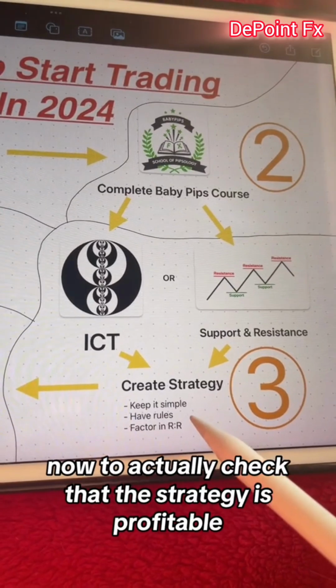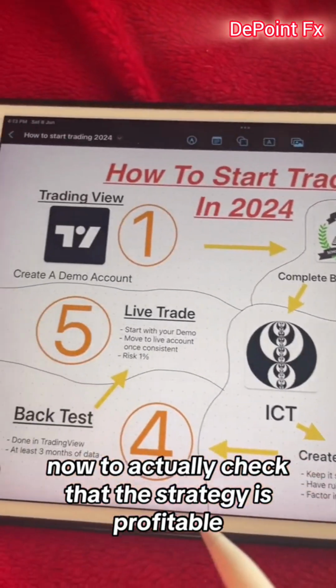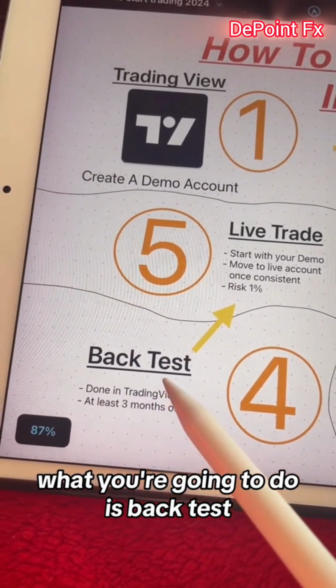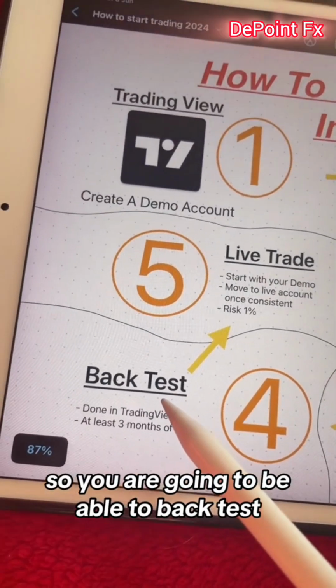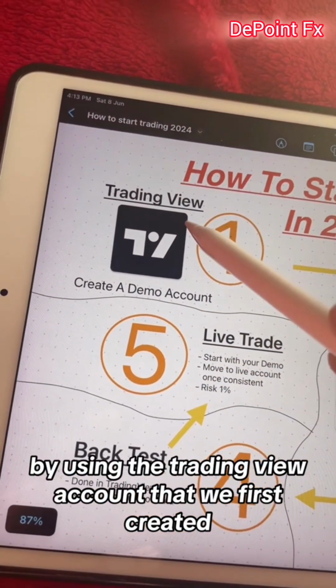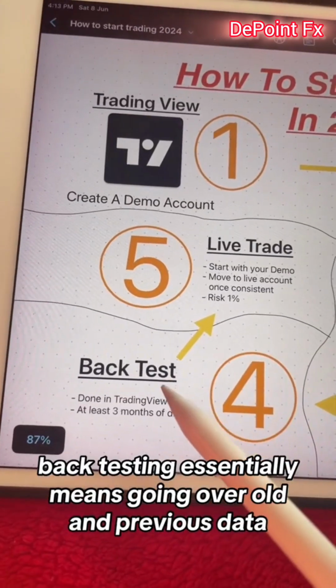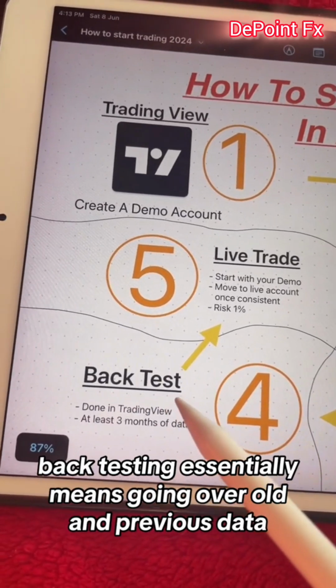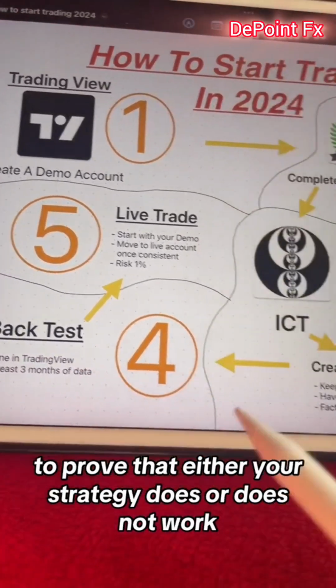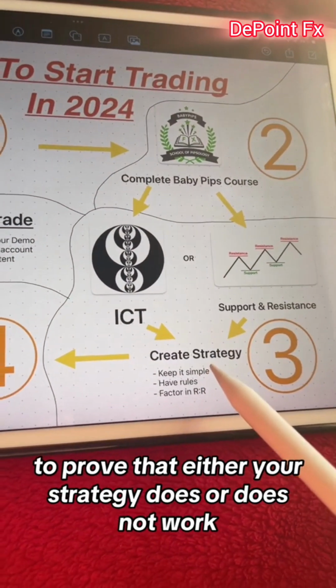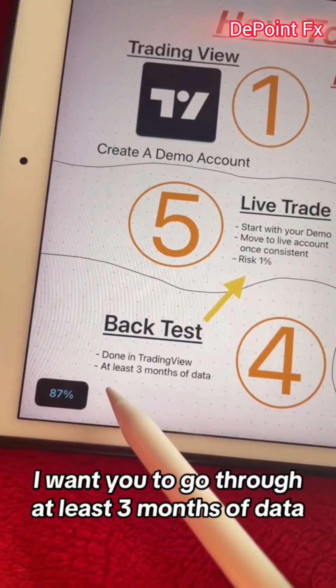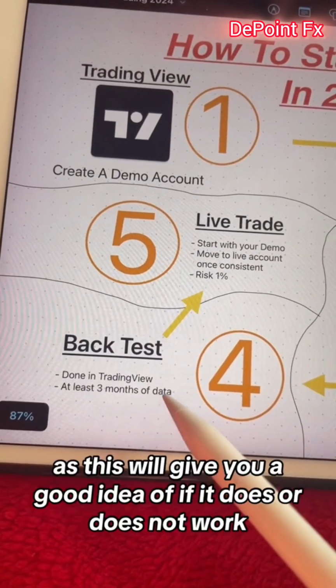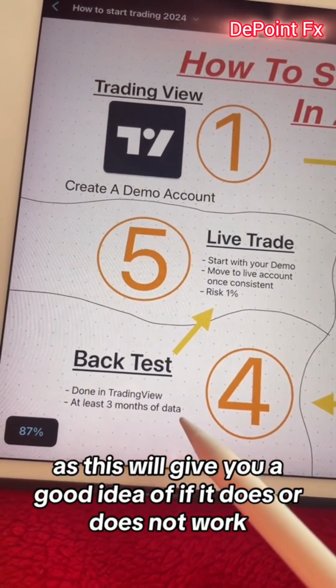Now, to actually check that this strategy is profitable, what you're going to do is backtest. So you are going to be able to backtest by using the TradingView account that we first created. Backtesting essentially means going over old and previous data to prove that either your strategy does or does not work. I want you to go through at least 3 months of data, as this will give you a good idea of if it does or does not work.